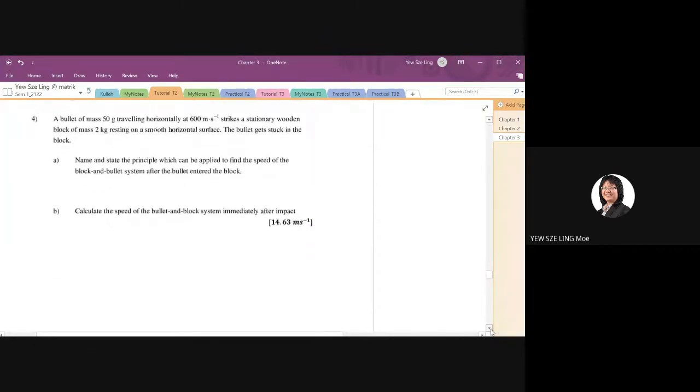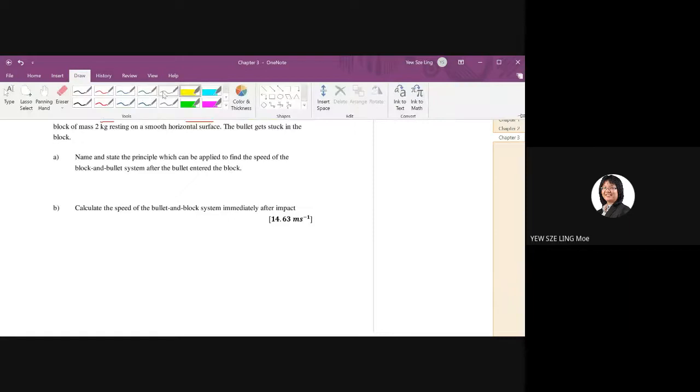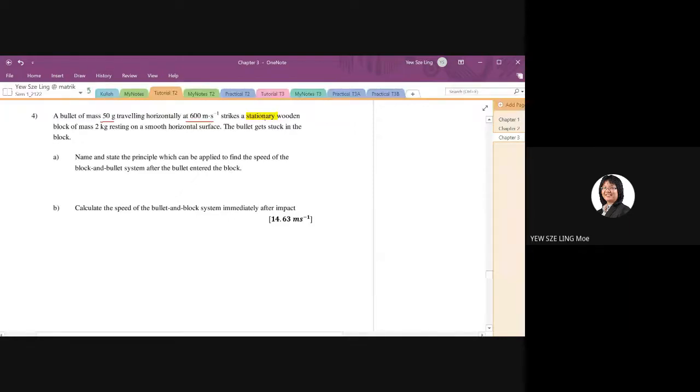Question 4. A bullet of mass 50 gram traveling horizontally strikes a stationary wooden block. So now the keyword is stationary. What does it mean by stationary? Stationary means that it is not moving. Not moving means that your U, now it is a wooden block, so UB equals 0.